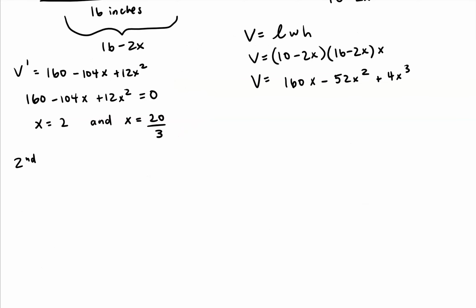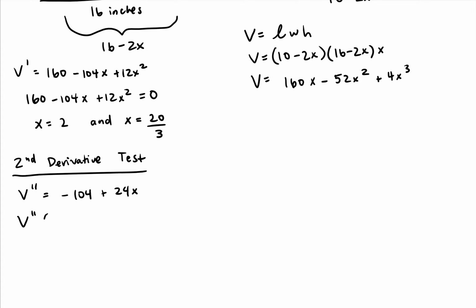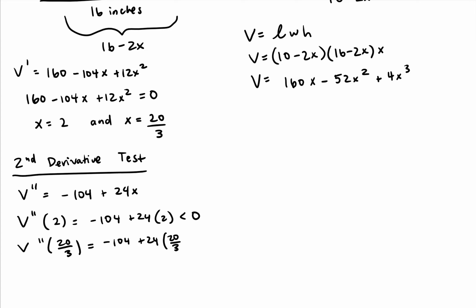So now I'm going to use the second derivative test to figure out whether those are going to give us maximums or minimums. And in order to do that, I need to find the second derivative, and that's going to be negative 104 plus 24x. So let's evaluate v double prime of 2, and that's going to be negative 104 plus 24 times 2, which will result in a negative number. And then v double prime of 20 over 3 is equal to negative 104 plus 24 times 20 over 3, which is negative 104. 24 divided by 3 is 8, and 8 times 20 is 160. So that's going to be a positive number.